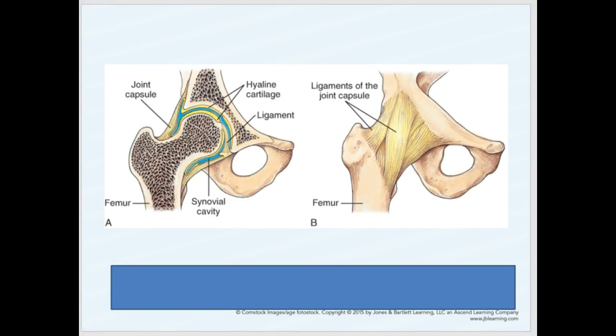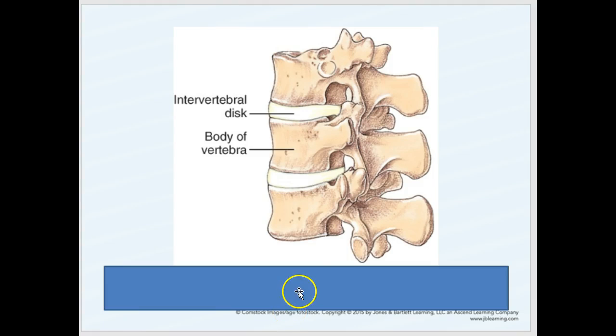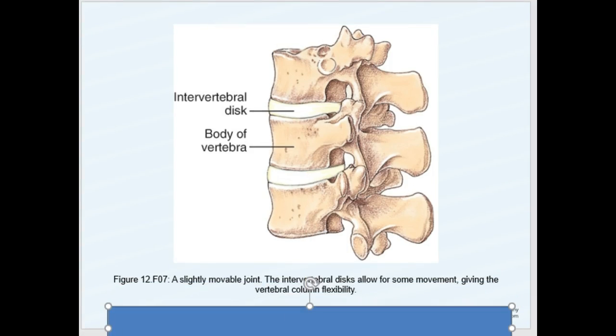Okay, next one. What type of joint is this? Slightly movable, or amphiarthrosis. This will be found in the intervertebral discs in the spine. You can see them here, and those discs go between the vertebrae. The way those discs are structured is you have a hard cartilaginous outer portion and a gelatinous inner portion. It's like a really, really hard jelly donut.